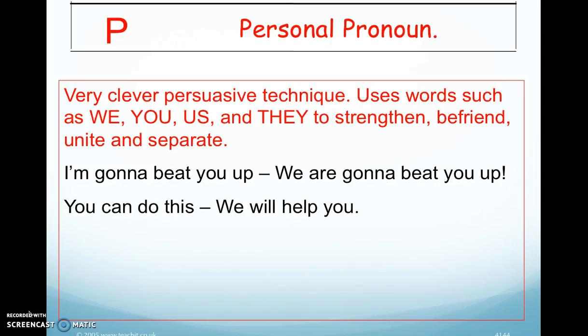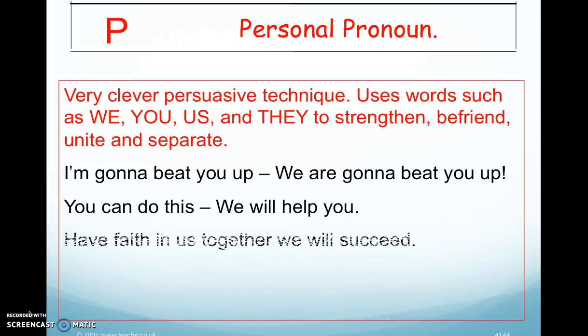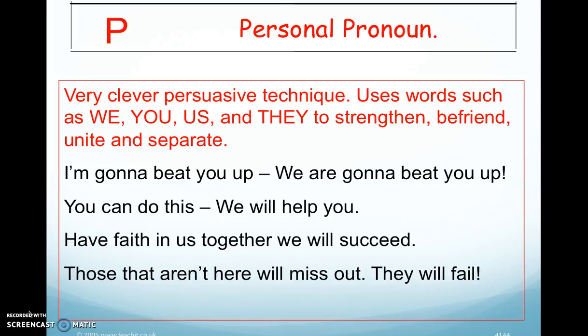So another example, instead of saying you can do this, saying something like we can do this. I know it says there we will help you, but I think even just changing it to we can do this is a really strong example of how changing a personal pronoun can make a big difference in that feeling of unity and connection there. So have faith in us, together we will succeed is another example, a poorly punctuated one. I apologise, this is not my PowerPoint, and I probably should have edited that first, but never mind.